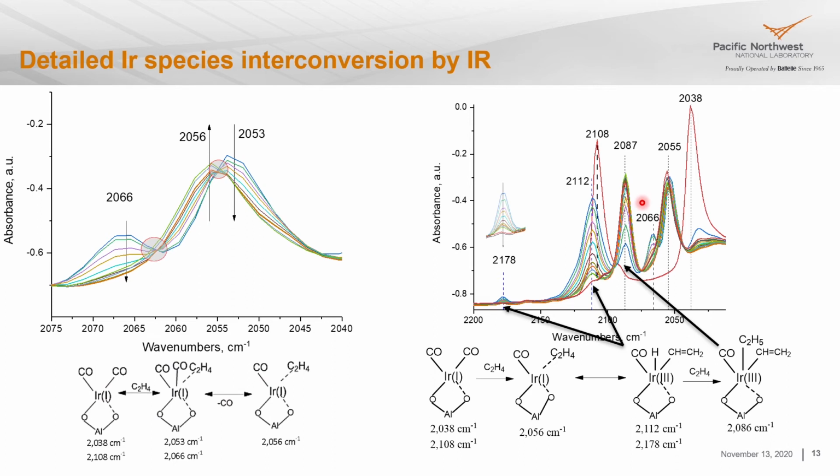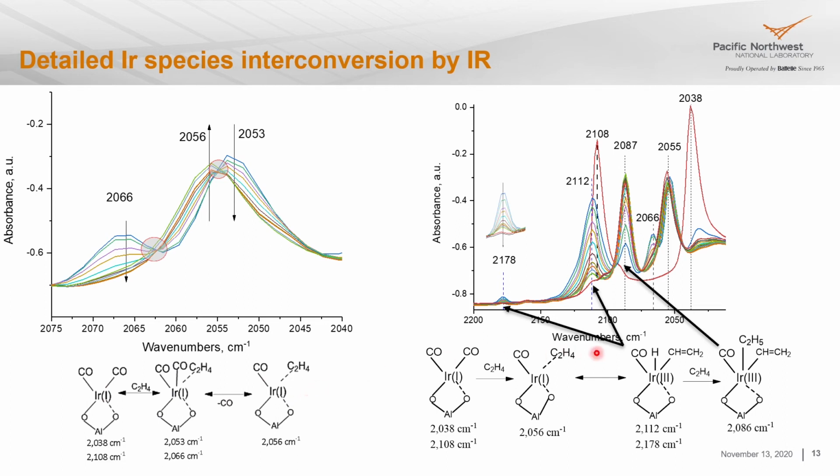And so we're going to start with just an expanded segment of this series here on the left-hand side, whereby we see the very quick formation and decrease of features at 2053 wave number and 2066 wave number, which is this iridium dicarbonyl interacting with an ethylene, which dissipate and give rise to this peak at 2056, which we ascribe to a square planar iridium carbonyl ethylene fragment.